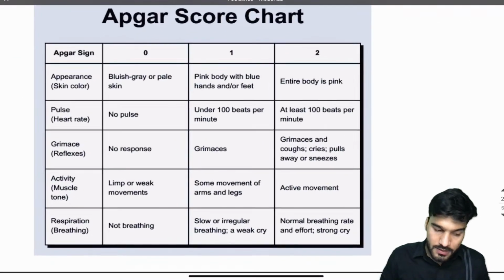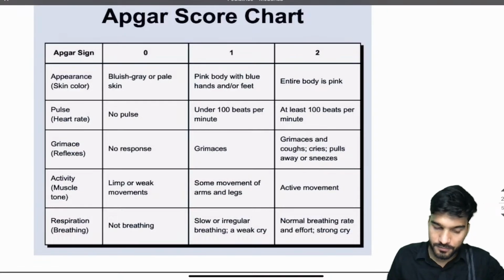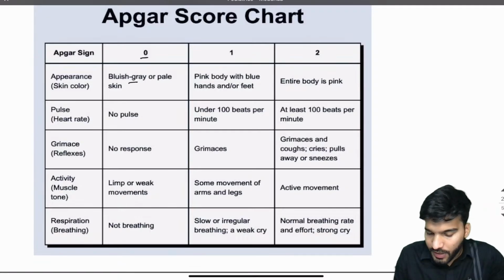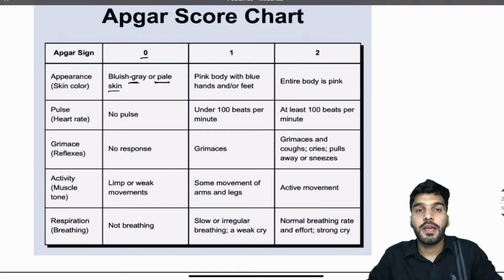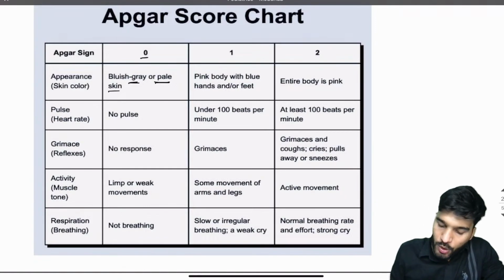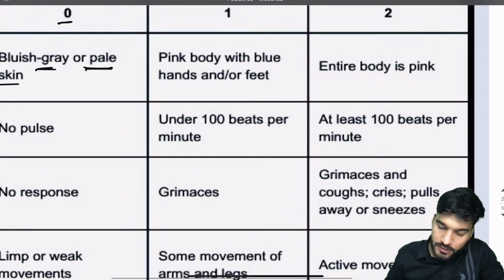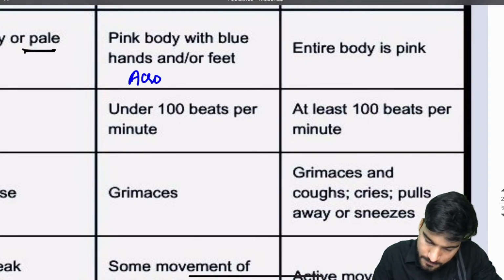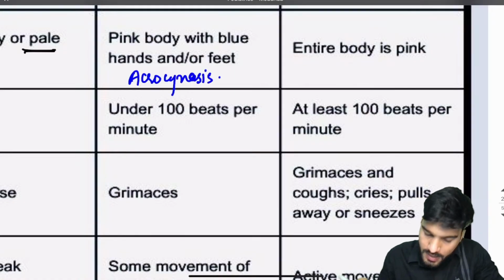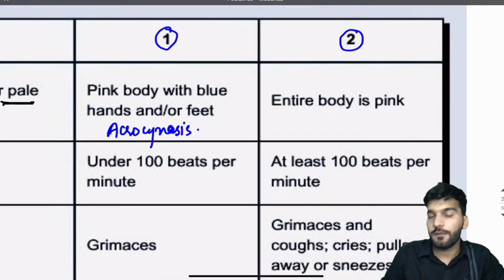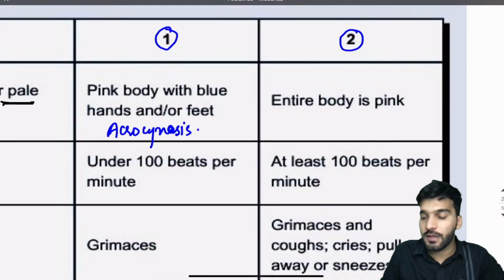Now in the Apgar score, if we talk about the appearance, the score is 0 if it is bluish gray or pale skin. If there is a pink body with blue hands or feet, this is what you call acrocyanosis, the score is 1. If the entire body is pink, we give a score of 2.